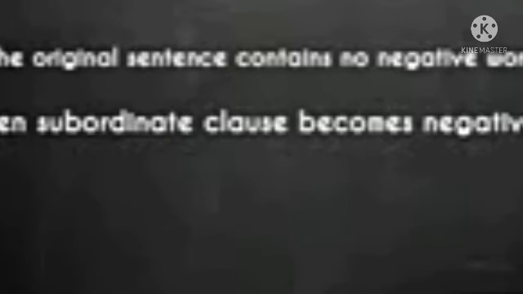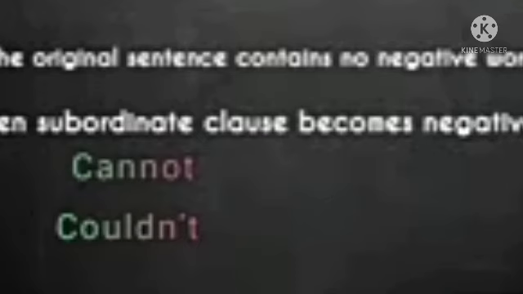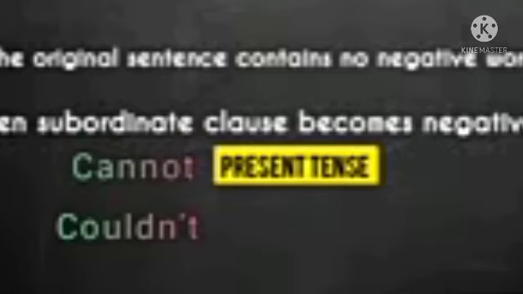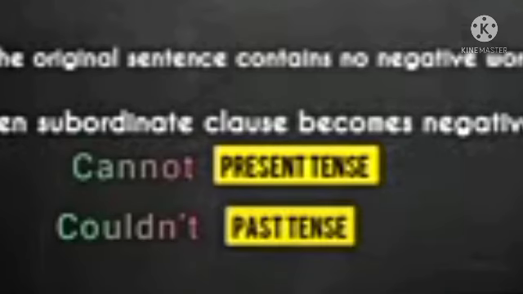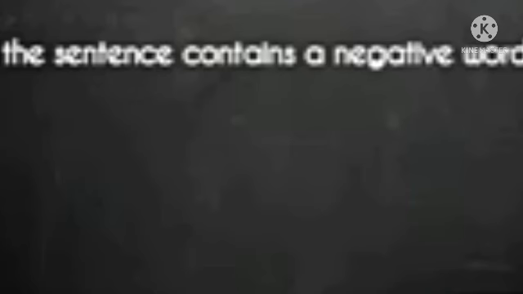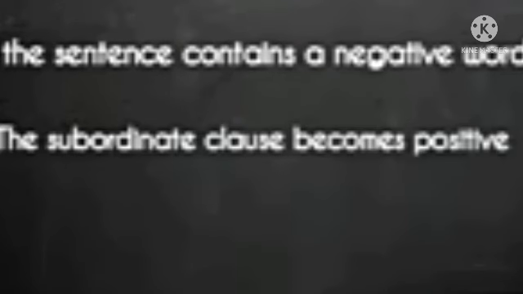And to make the subordinate clause negative, we use cannot or could not. If the sentence is in the present tense, then we will use cannot, and if the sentence is in past tense, we will use could not. One more point I want to add in this, that if the sentence contains a negative word, the subordinate clause becomes positive. Okay children, let us see some example sentences to get the clear idea about it.